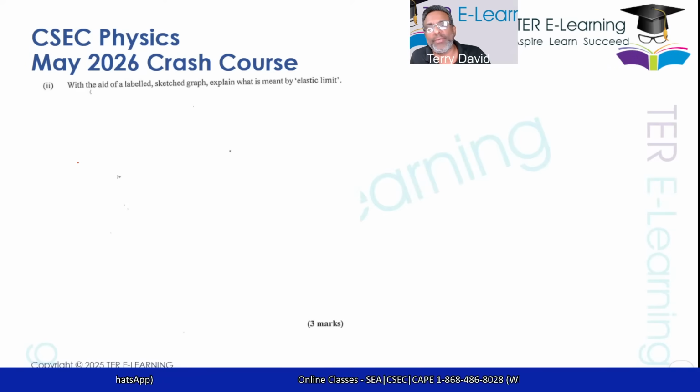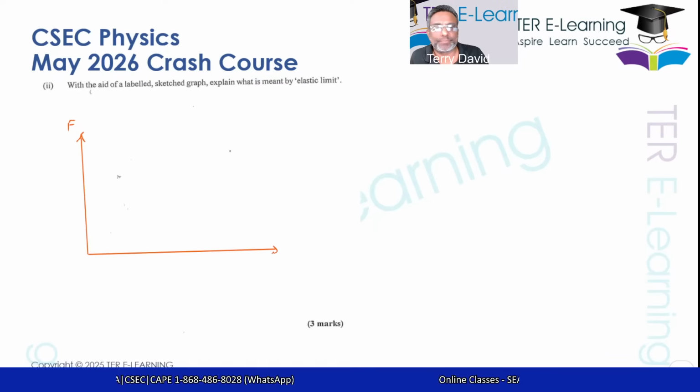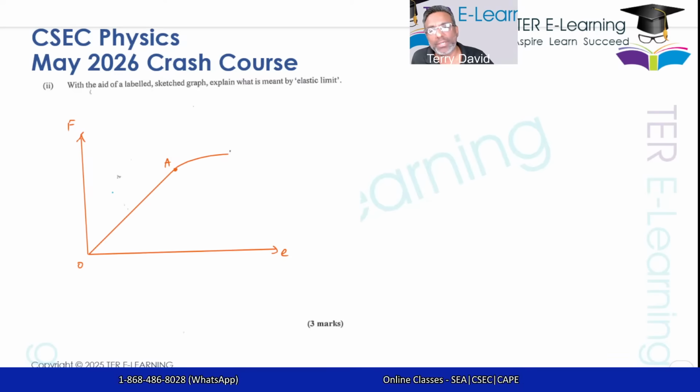So first of all, if we plot a graph of F against E, what is going to happen is that we get a graph that looks like this, right? But it starts to curve here. So first of all, between O and let's say A, this straight line region, OB, is Hooke's law.